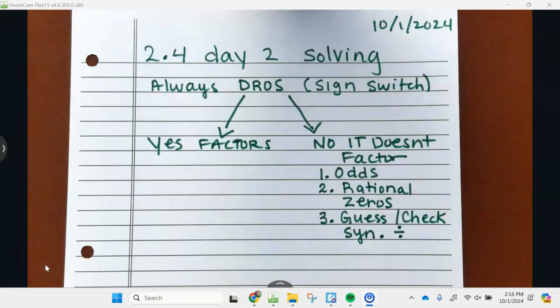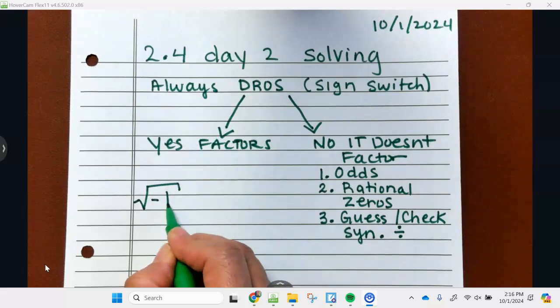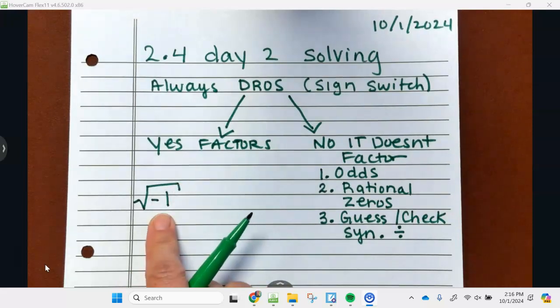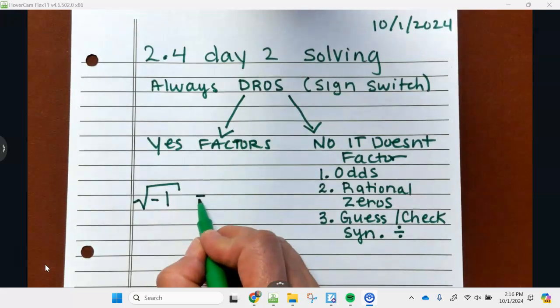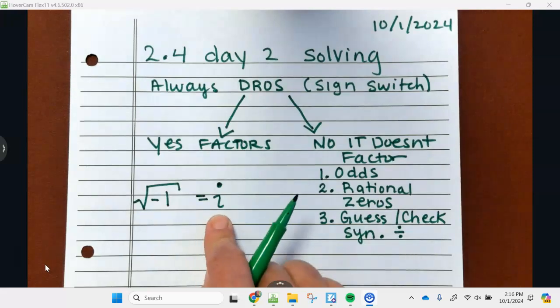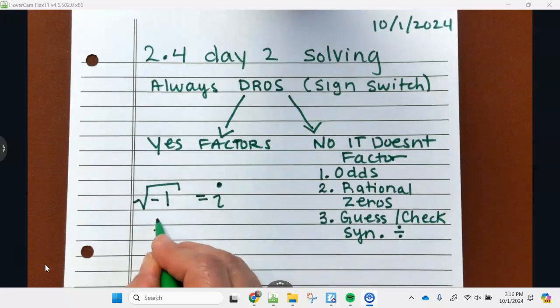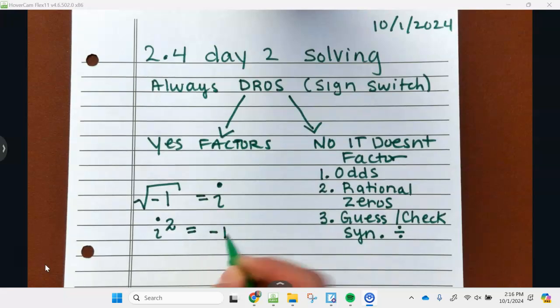Imaginary answers today. Please write this down so you won't be taken by surprise. The square root of -1 is i. Imaginary numbers are coming back. And just to remember, i squared equals -1.